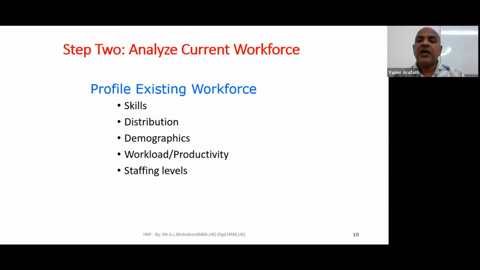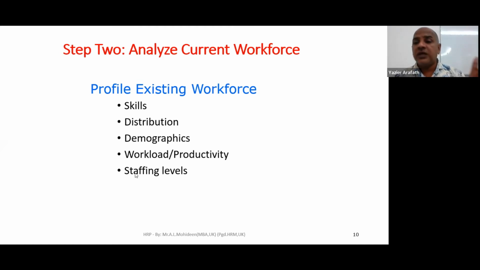So we have to take this data and information, and we have to analyze what age group we are going to focus on. Then the workload: what is their workload? What are the areas? What are the functions they are going to perform? What is the productivity level that we expect, and the staffing level? Everything should be considered in our profiling.